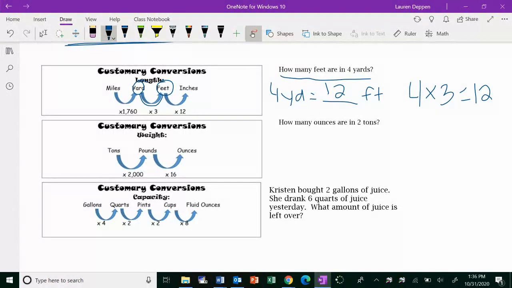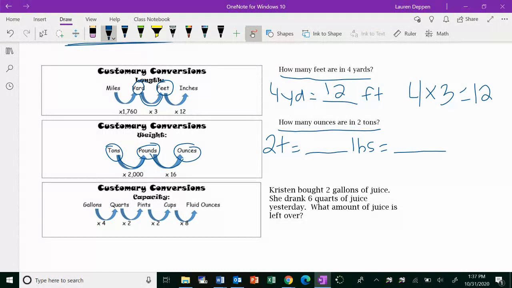Sometimes we'll have to convert 2 times in the problem to get from the unit we start with to the unit we end with. How many ounces are in 2 tons? Well, we have 2 tons, so we're starting with 2 tons and we need to get to ounces. So we need to go from tons to pounds and then pounds to ounces. If I'm starting with 2 tons, that's going to equal a certain number of pounds, which will then equal a certain number of ounces. Remember, I'm changing the unit, but not the amount that I have.